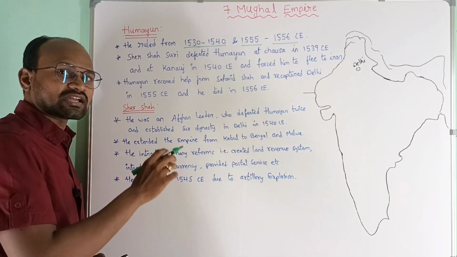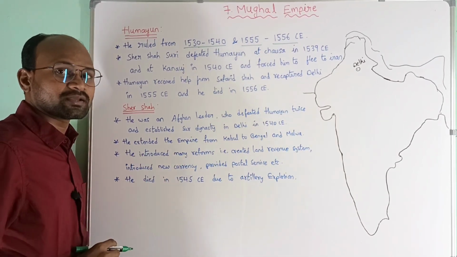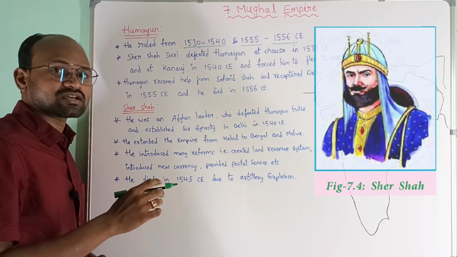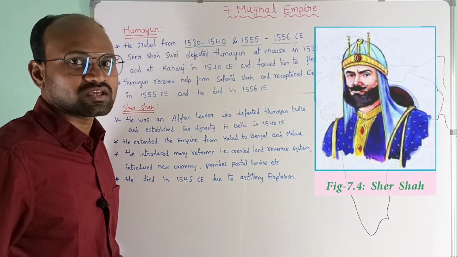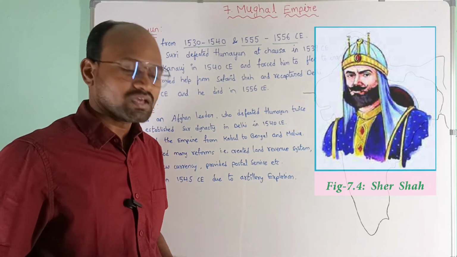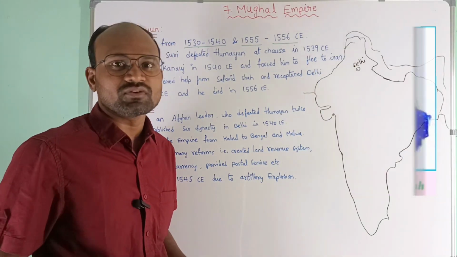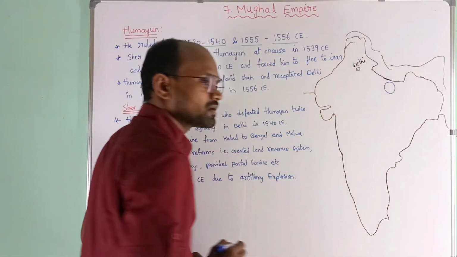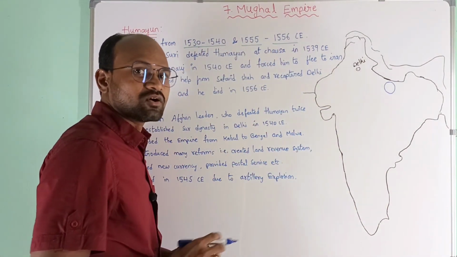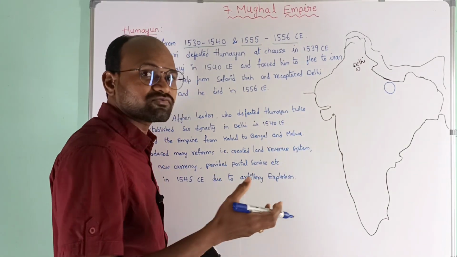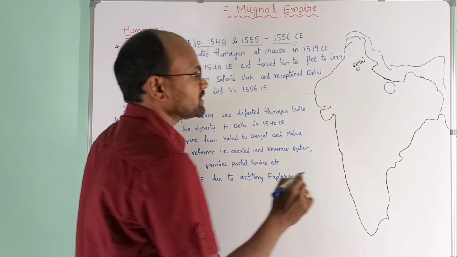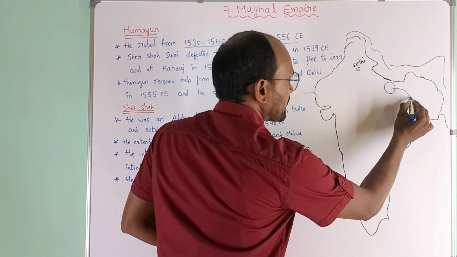But in the years 1539 and 1540, he was defeated by Sher Shah Suri. Who is Sher Shah Suri? Sher Shah Suri was an Afghan leader. He was getting powerful in the region of Bihar. So he was an Afghan leader who was emerging as a powerful ruler in the Bihar region, and he also occupied Bengal.